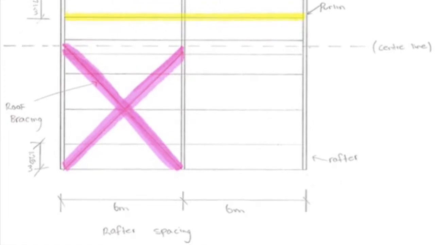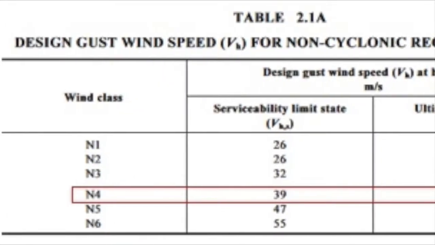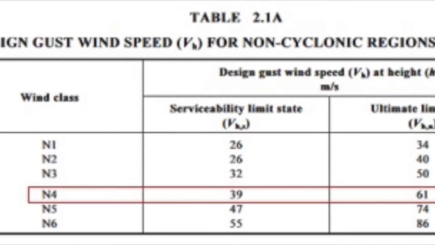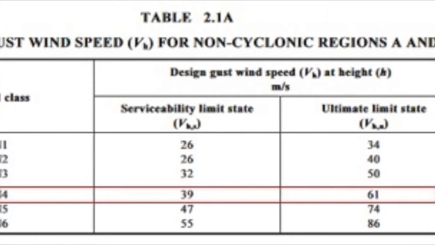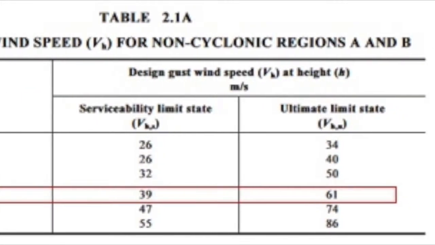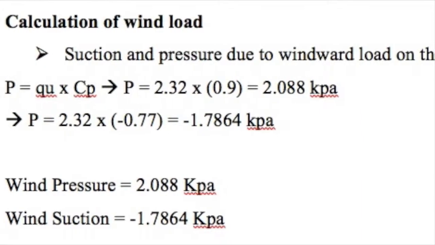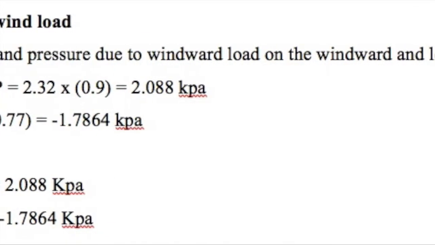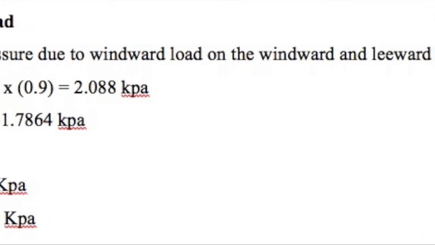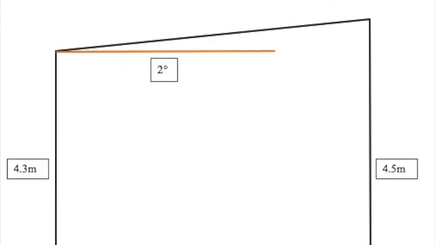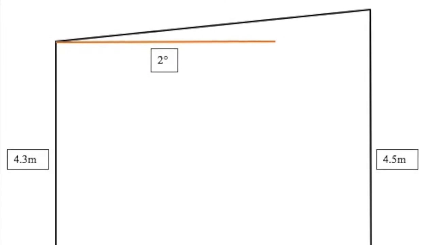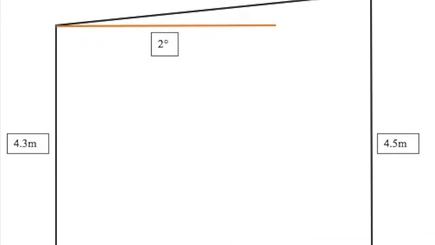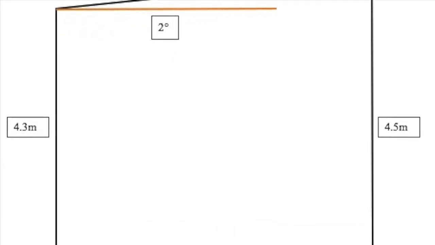Once we determined the ultimate limit state, we were able to calculate the pressure and the suction with the equation used, P equals QU plus CP. Based off these calculations, the gable end surface area was calculated. However, we first had to determine the height of the opposite wall, which was 4.3 metres. Upon completion of the gable end surface area, the pressure and the suction forces that are applied to the bracing were calculated through the formula force equals area times P.